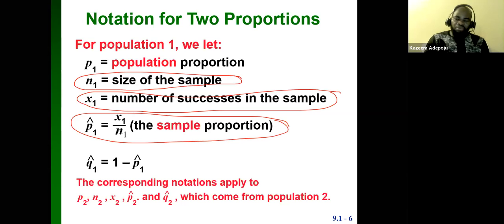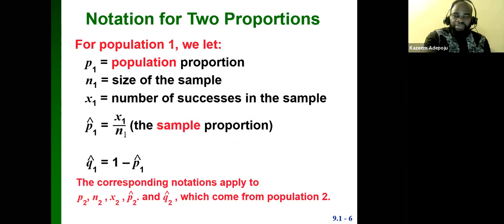And of course, when you get p1, you can get q1, which is 1 minus p1. Okay. Now you're also going to do the same for population 2. For population 2, these are the attributes or notations. So we have that for population 1 and for population 2. And of course, the samples we are choosing from the two populations have to be random and at the same time independent.